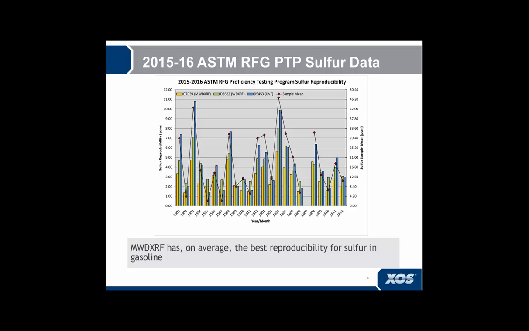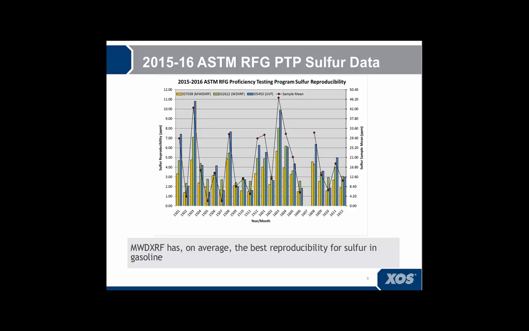Remember, when we're talking about reproducibility or precision in general, that lower is better. So what you can take away from this slide is that over 2 years of data, you'll see that the average reproducibility of D7039 is better than D2622 and D5453.